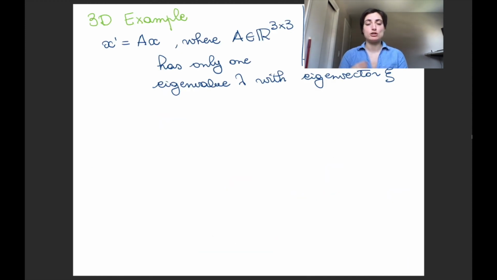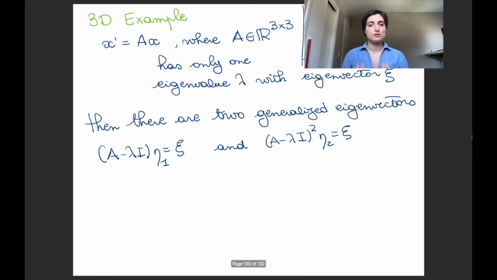In a 3D example, just to make things clear about when we have multiple eigenvalues and eigenvectors, if we have x prime equals Ax, where A is a 3 by 3 matrix that has only one eigenvalue, lambda, with associated eigenvector psi, well, we are in a situation in which we're missing two eigenvectors. We have one eigenvector out of the 3 that we need. So the situation would need two generalized eigenvectors, eta 1, eta 2, or whatever you want to name them, and they solve A minus lambda I times eta 1 equal to psi, and A minus lambda I squared eta 2 equal to psi.